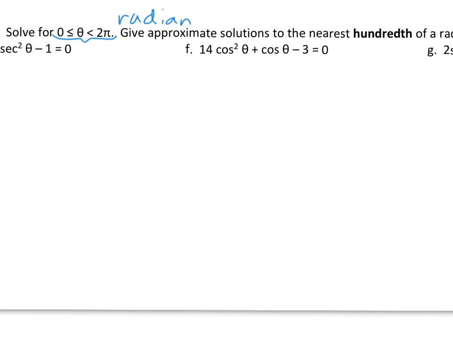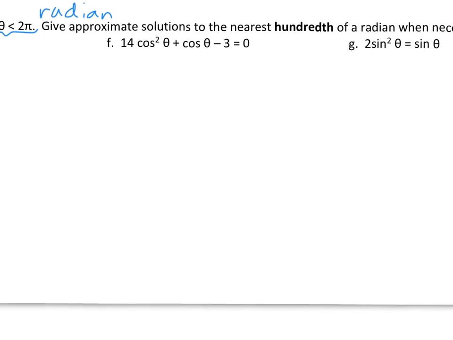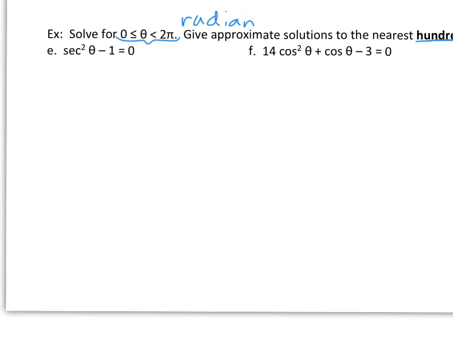Also recognize that it says to round any approximations to the nearest hundredth. So radians always go 2 places past the decimal. As we look at these 3 examples, we're not adding any more on, but we are going to complete all 3 of these. So make sure that you guide your space accordingly.